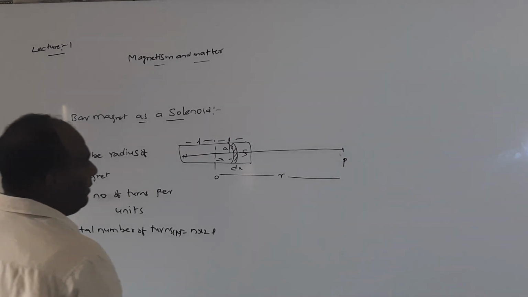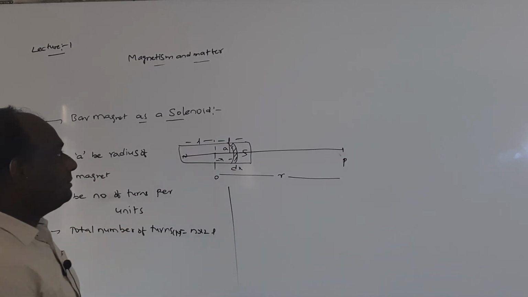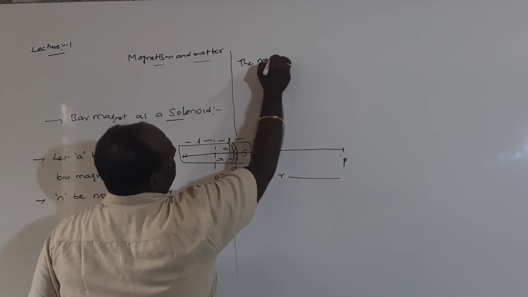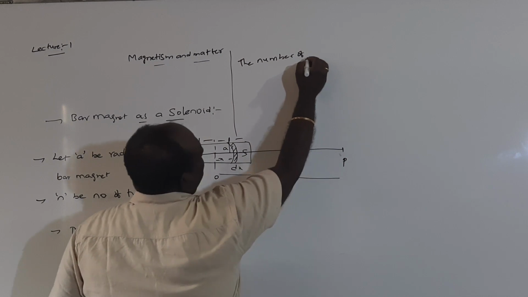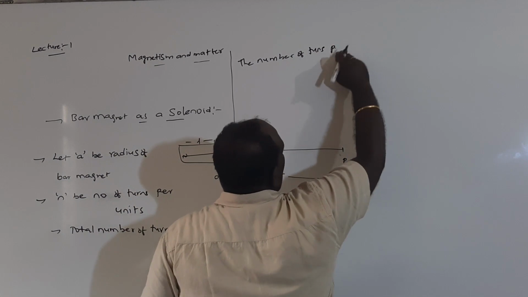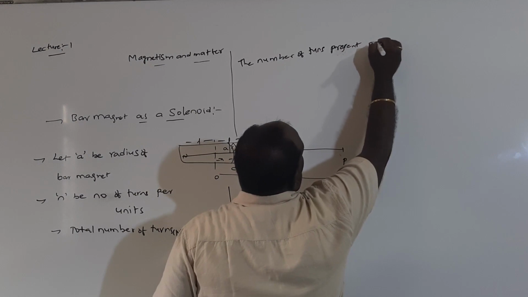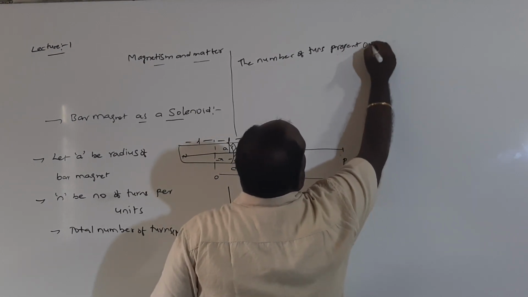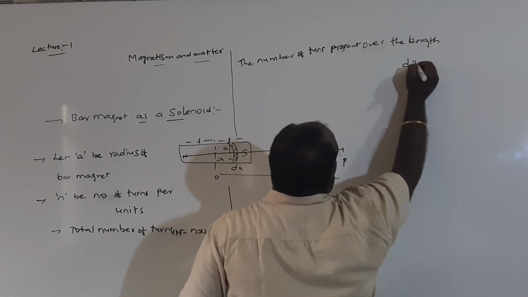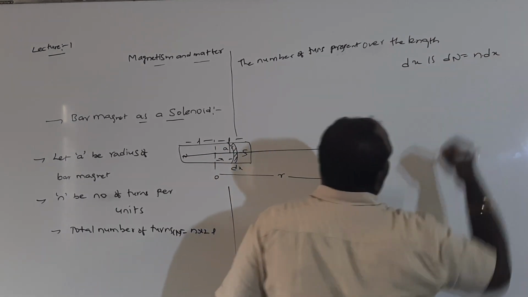If N is the total number of turns, the number of turns present in the length dx, I am going to write as dn. The number of turns present over the length dx is dn, and dn is equal to n into dx.